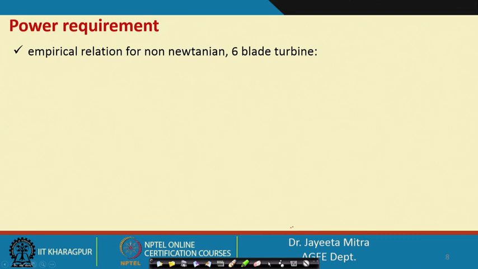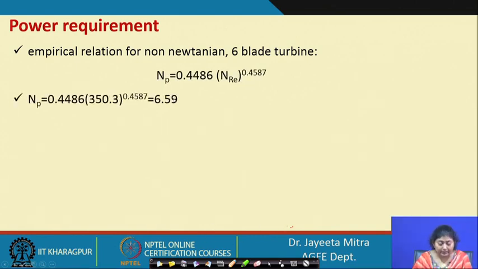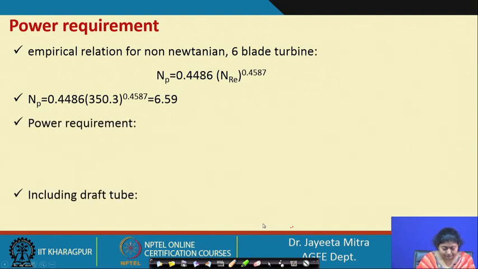So, empirical relation for non-Newtonian 6 blade turbine. The relation has been given as Np equal to 0.4486 NRE to the power 0.4587. So, putting the value of NRE, which we have calculated, we will calculate Np, that is the power number.